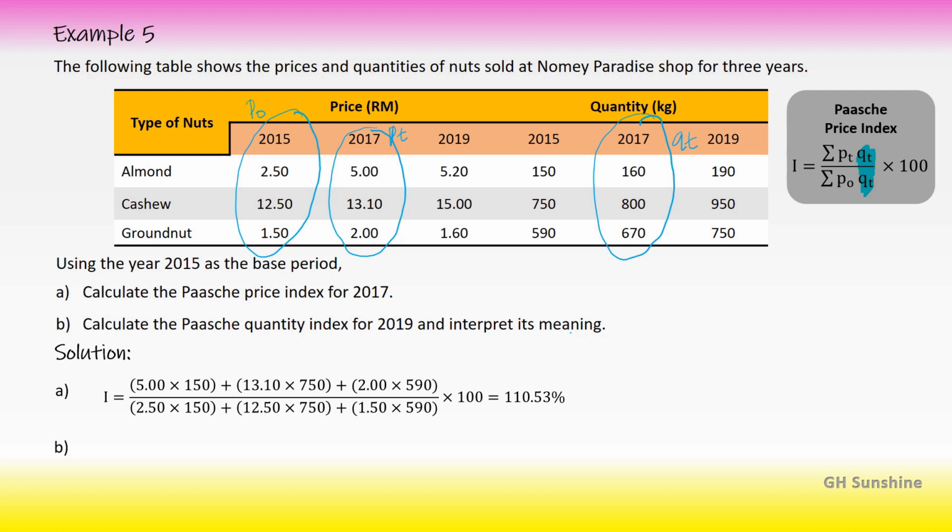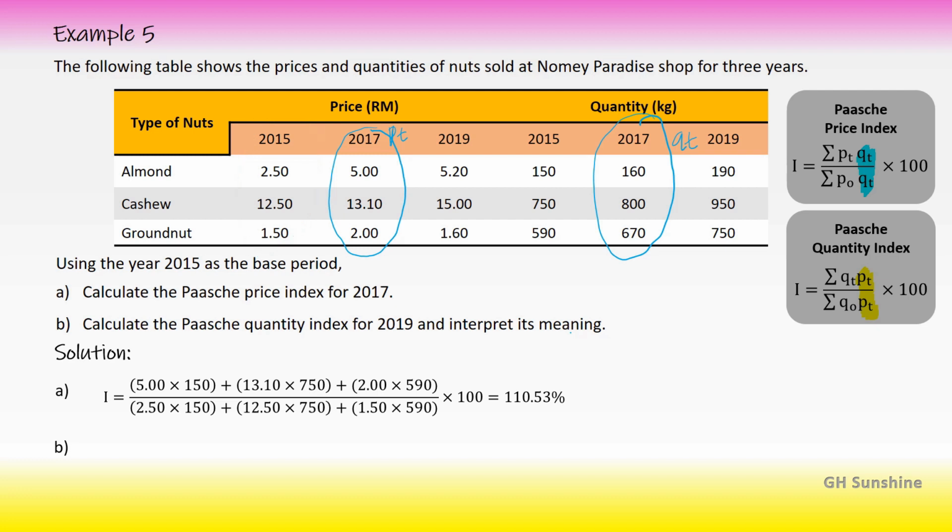Okay, next. Proceed to B. Calculate the Paasche quantity index. So what is the formula for Paasche quantity index? This one is the formula, and what is the weight used for this index? The weight used is current PT, current price. So what is the PT for this question? Where is the column? QT and Q naught. PT used here is 2019.